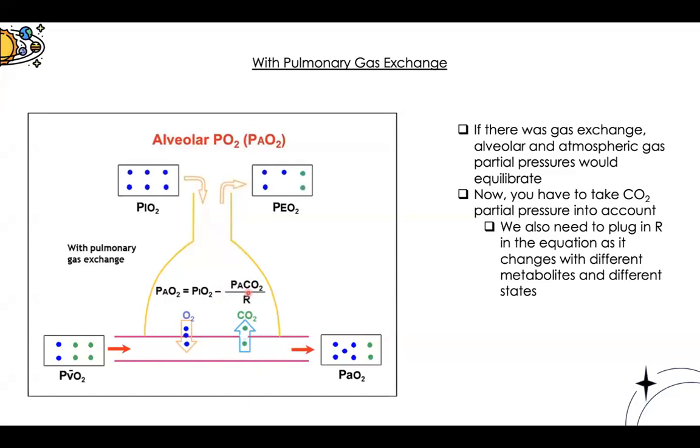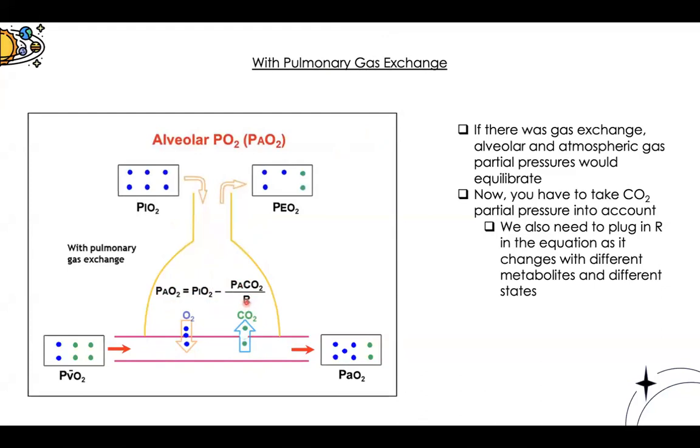So you have to take that into account. You can't just say, oh, alveolar oxygen partial pressure is just equal to the atmospheric pressure, because now you're taking into account the fact that you have gas exchange. If you didn't have gas exchange, yeah, you could say alveolar partial pressure of oxygen equals inspired partial pressure of oxygen, or atmospheric partial pressure of oxygen. But now you have gas exchange, so you take that into account.